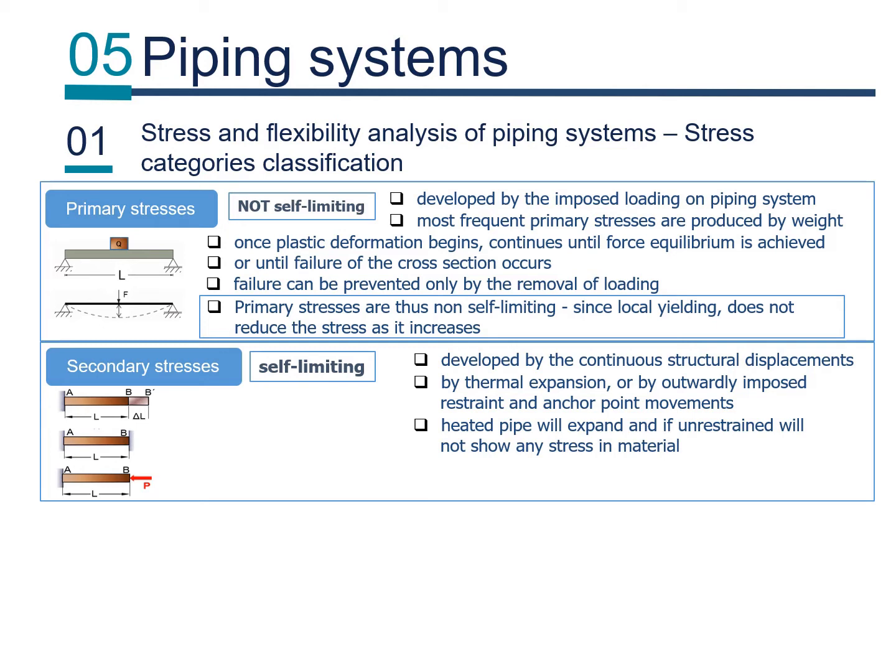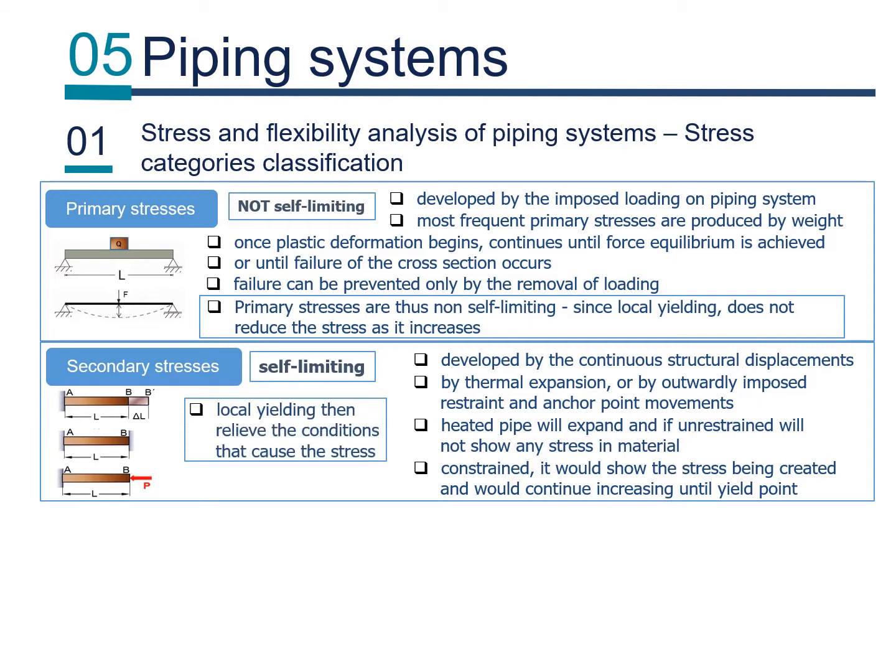If the material, however, were to be constrained, it would show the stress being created, and would continue increasing until eventually reaching a yield point. From there on, where material starts yielding, stress relaxation begins, meaning that local yielding can relieve the conditions that cause the stress, and we say that this type of stress is thus self-limiting, or that strain helps with relieving the stress.